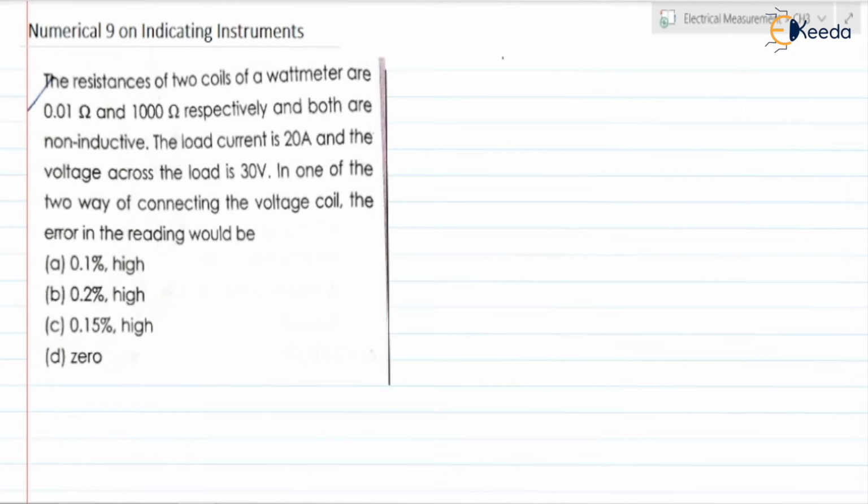First of all, note the given data. The resistances of the two coils of the wattmeter are 0.01 ohm and 1000 ohm. In the EDM wattmeter we have two coils: one is the current coil, the second one is the pressure coil. The current coil is connected in series with the load, and the pressure coil is connected across the load. The resistance of the current coil is generally very small. Resistance of current coil, RCC, is equal to 0.01 ohm.